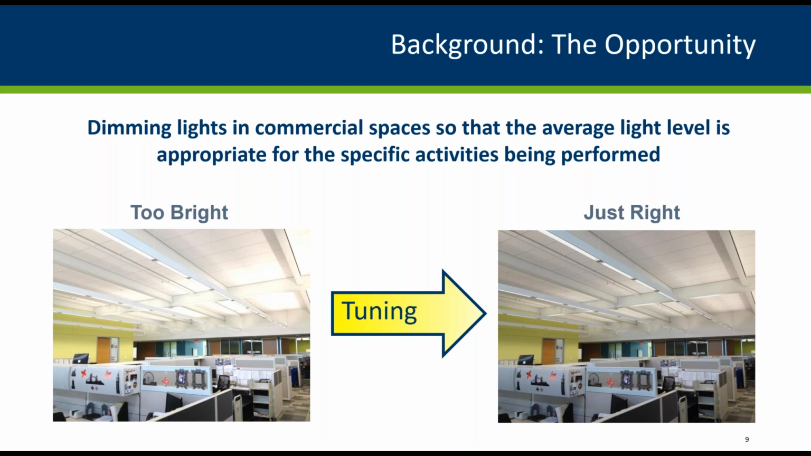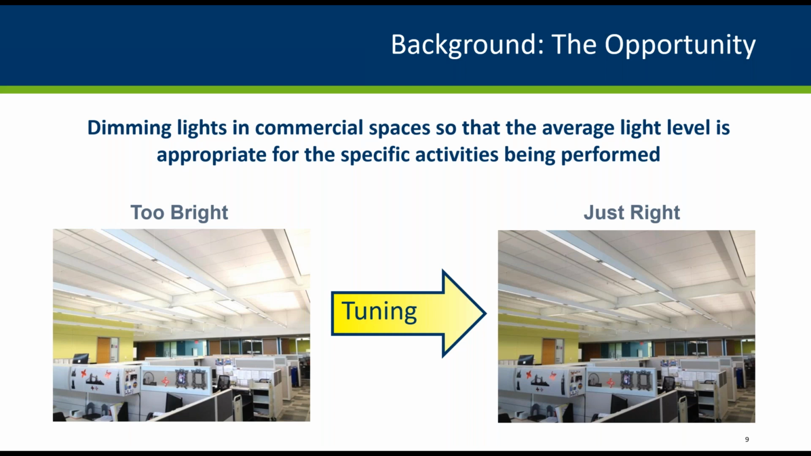Research suggests that significant savings potential exists through task tuning of light levels and redesign of overlit spaces. However, the average light level in typical spaces in Minnesota, as well as associated lighting system characteristics, was not well understood. You may be wondering, what is task tuning?